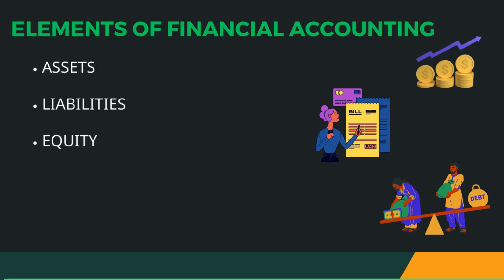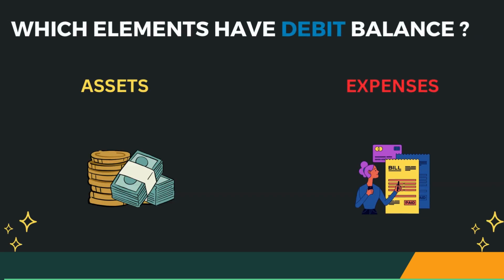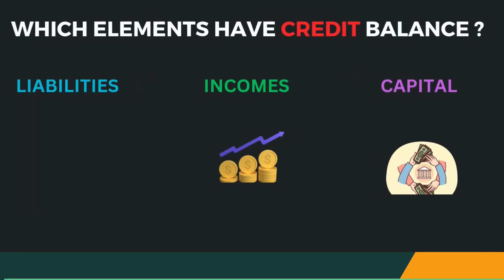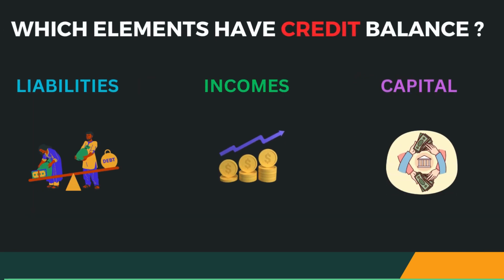There are 5 basic elements of accounting that are assets, liabilities, equity, income, and expenses. Each element of accounting has either a debit balance or a credit balance. Assets and expenses are debit in nature or have a debit balance, whereas liabilities, income, and capital are credit in nature or have a credit balance. This was way easier to understand.